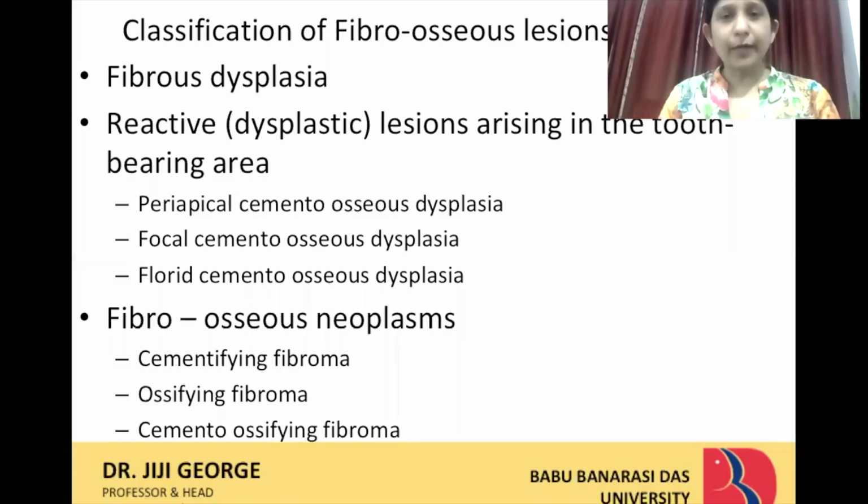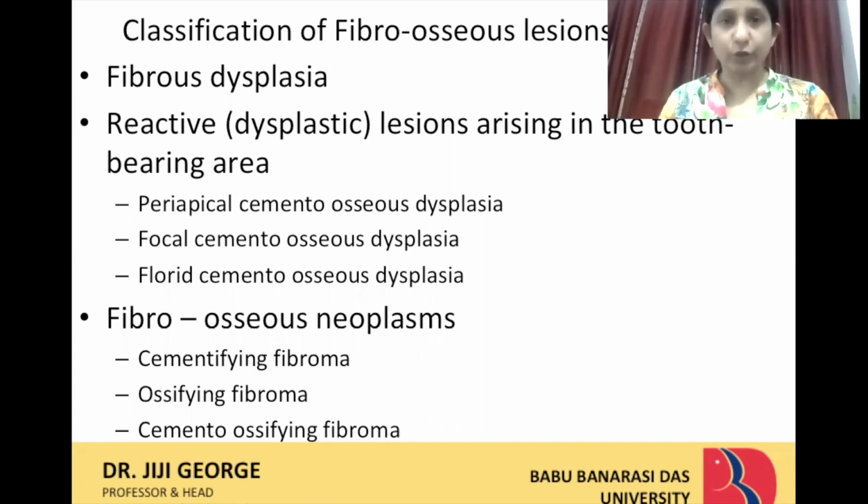So before entering into what is fibrous dysplasia, I would like to say a few words about how to classify fibrous lesions. Now, fibrous lesions are a group of lesions which are seen affecting the bone, and they show changes where you find formation of fibrous and osseous tissue.